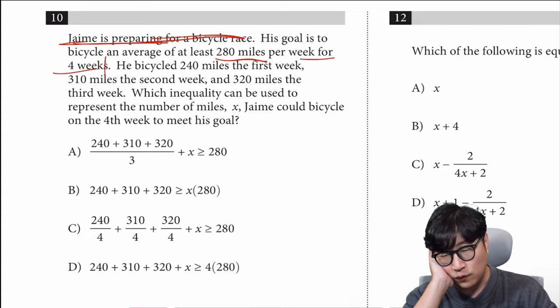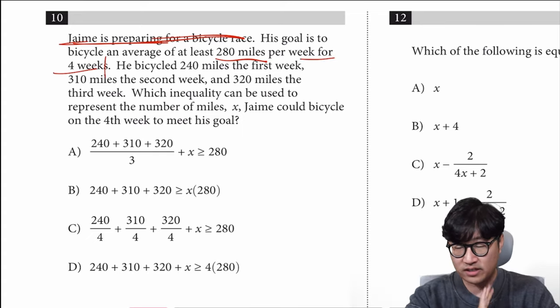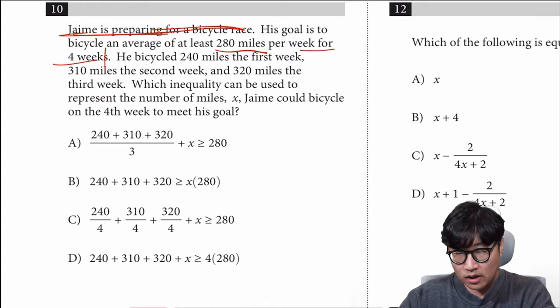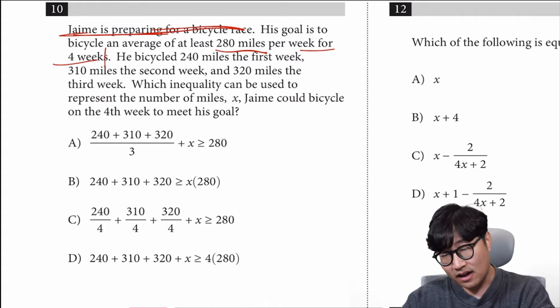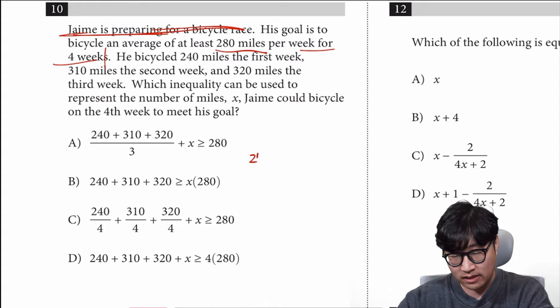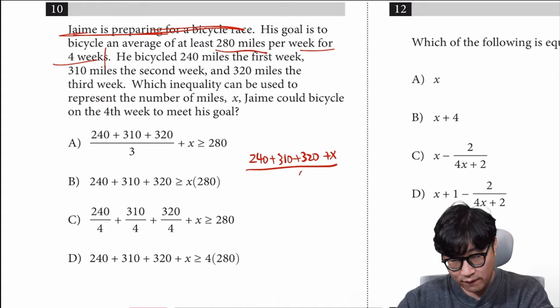He bicycled 240 in the first week, 310, 320, and so what should be the fourth week? Okay, so what we know is he wants to bicycle at an average of at least 280. So average, how do we find average? Add them all, 240, 310, 320, and the last one, I don't know, but divide that whole thing by 4 for the 4 weeks, and you want that to be greater than or equal to 280.